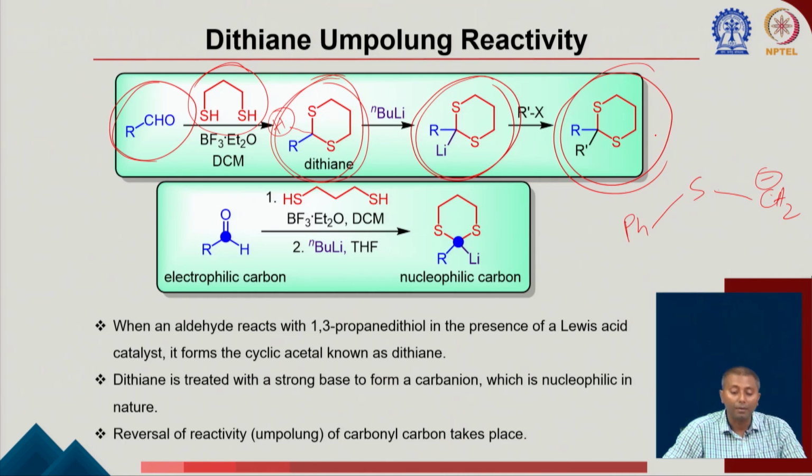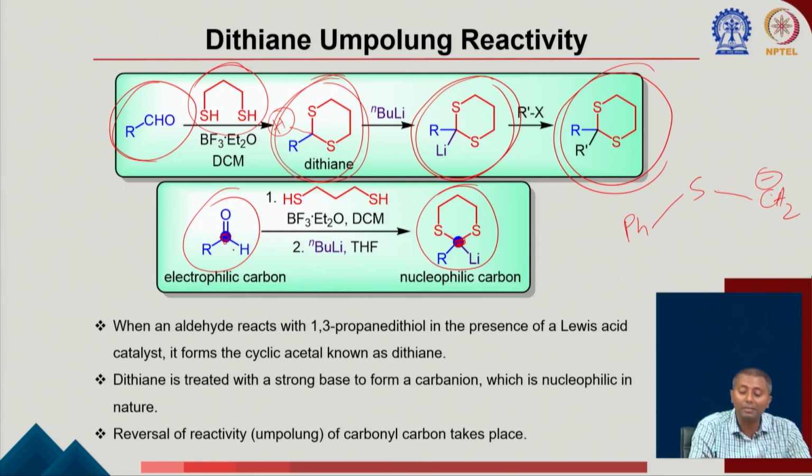Okay, the other thing here is what we are saying about the Umpolung reactivity, because it's an electrophilic carbon at the beginning, so this carbonyl was an electrophilic carbon. But once you make a dithiane, what is going to happen is that this particular carbon in the dithiane can now generate a carbanion here. So which was electrophilic at the beginning now becomes a nucleophilic carbon. Okay, so this type of reactivity is called Umpolung reactivity.